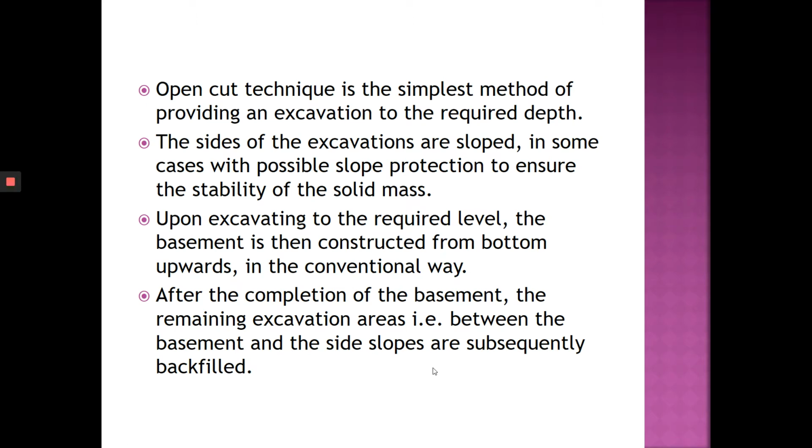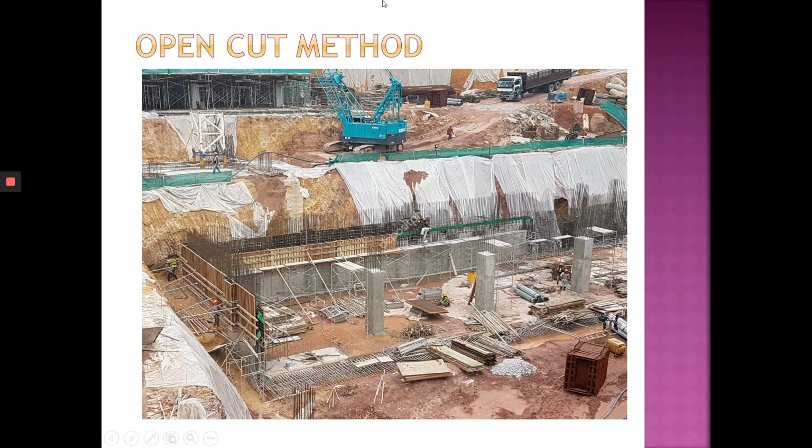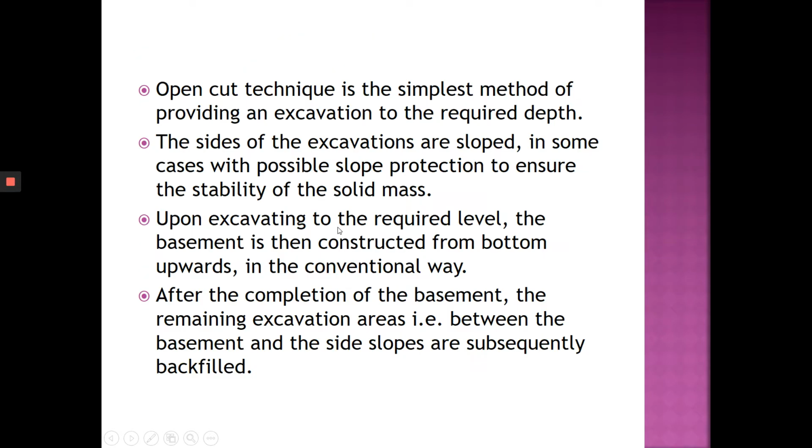The open cut technique is the simplest method of providing an excavation to the required depth. It's the simplest method. You excavate, you make slopes at the sides, in some cases with possible slope protection to ensure the stability of the soil mass. Look at the picture. So these are the slopes. They have protection. In Malaysia, we have heavy rains. We do not want the soil to be soaked with rainwater, and we do not want the land to slide back in. So they put slope protection.